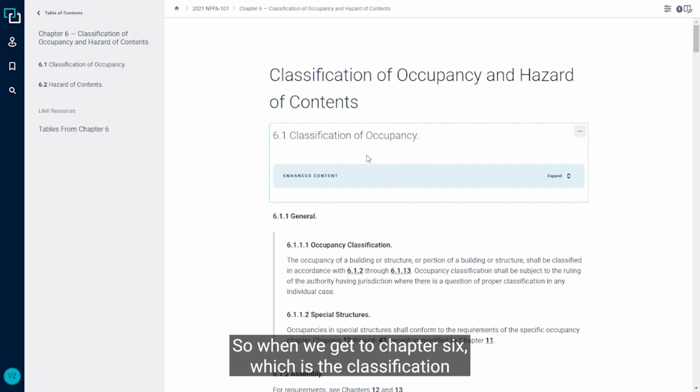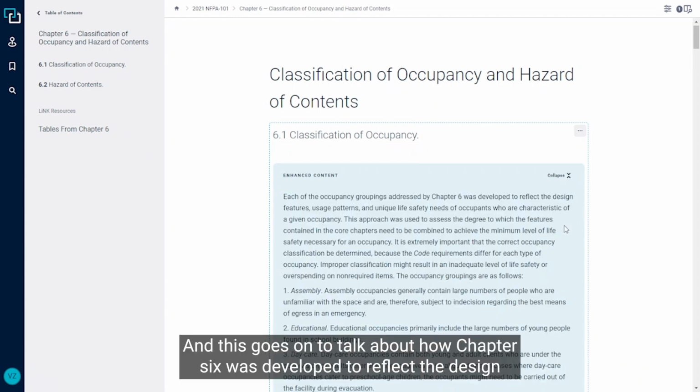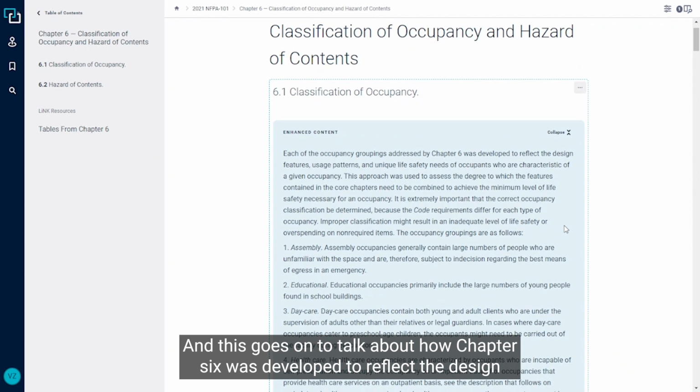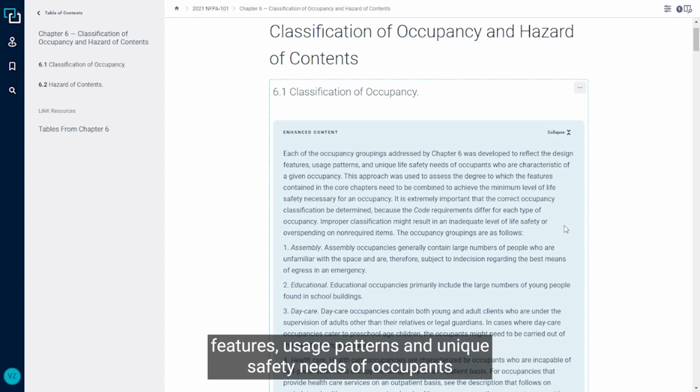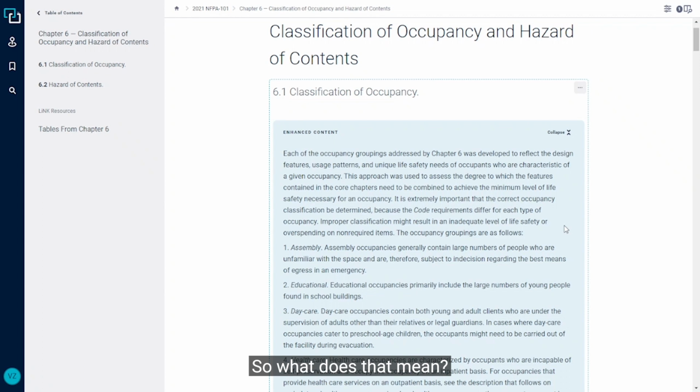So when we get to chapter 6, which is the classification of occupancy chapter, we'll see some enhanced content here. And this goes on to talk about how chapter 6 was developed to reflect the design, features, usage patterns, and unique life safety needs of occupants who are characteristic of a given occupancy. So what does that mean?